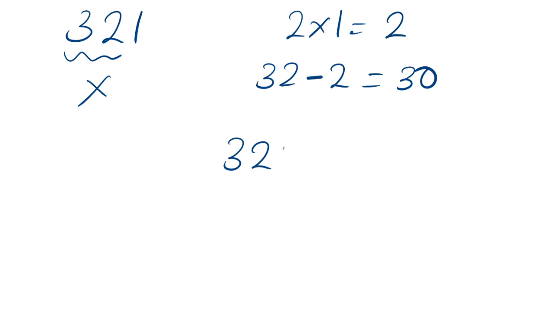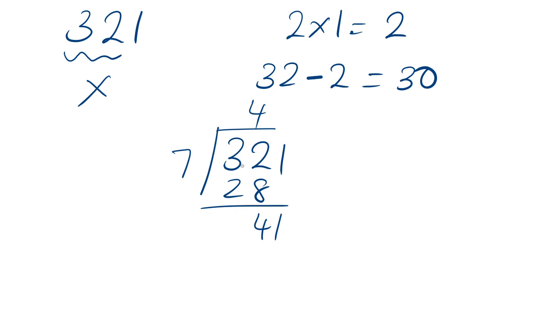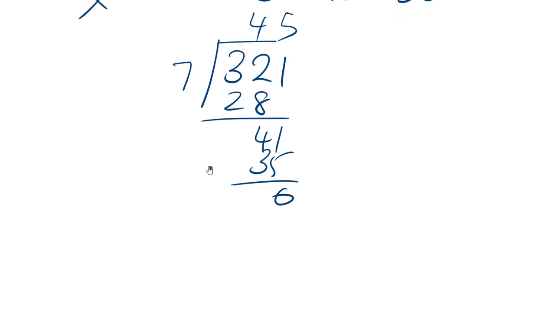We can check 321 divided by 7. 7 into 4, 28. Remainder 41. So 7 into 5, 35. You will get remainder 6. That means this number is not divisible by 7.